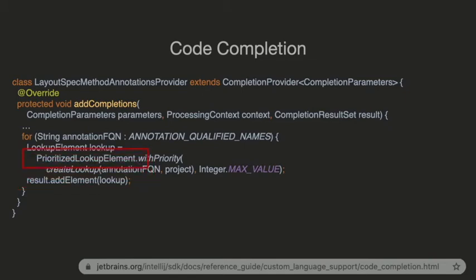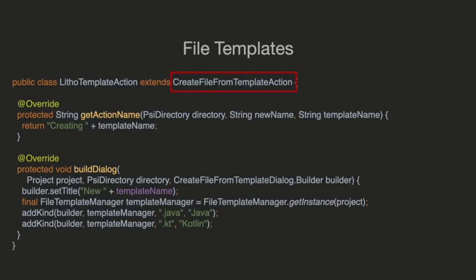The tricky point here was that by default, if you're not using any builders provided by IntelliJ, your lookup may end up at the bottom of the suggestion list. I was so frustrated to see it the first time, so I was really happy to figure out that I can just prioritize it with one line of code. File templates, as I said, are implemented as an action, so there is no extension point for it. And there is currently no tutorial for implementing a new file action.